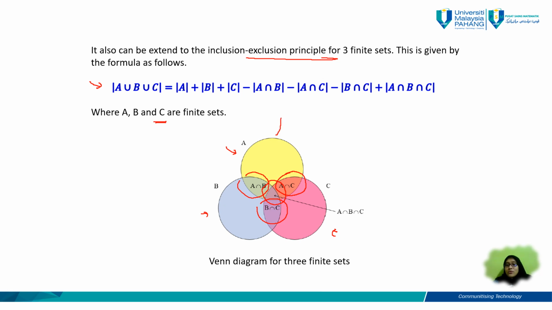So if we go to the formula, the size of A union B union C is equal to the size of A plus the size of B plus the size of C, then subtract the size of A intersect B, subtract the size of A intersect C, subtract the size of B intersect C, and lastly, we need to add the size of A intersect B intersect C.